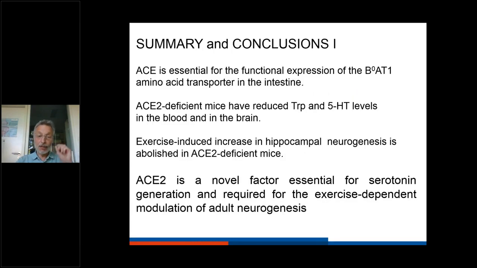So this is now the summary of the first part of the amino acid transporter part. Sorry, there's an error here. ACE2 is essential for the functional expression of B0AT1 as amino acid transporter, but only in the intestine, not in the kidney. ACE2 deficient mice have therefore reduced TRP levels and also serotonin levels in blood and brain. And probably because of that, the exercise-induced increase in hippocampal neurogenesis is abolished in these mice. So this makes ACE2 a novel factor essential for serotonin generation and being required for the exercise-dependent modulation of adult neurogenesis, a function I think nobody would have predicted before.